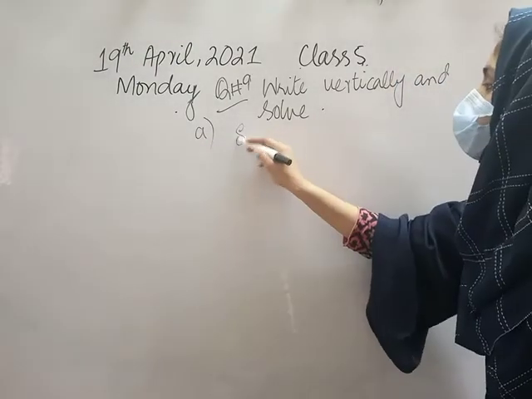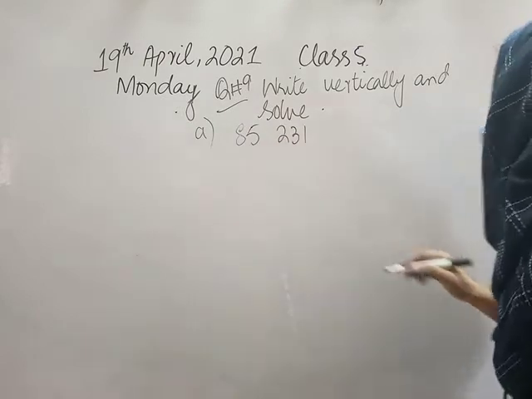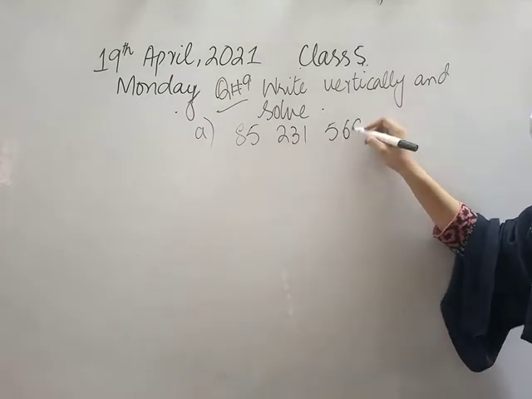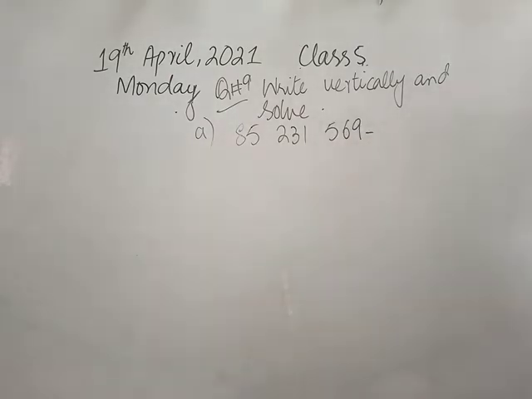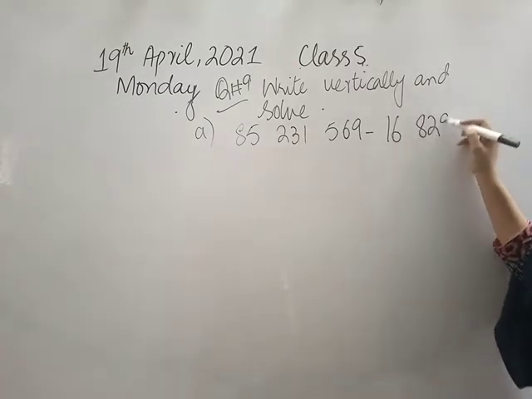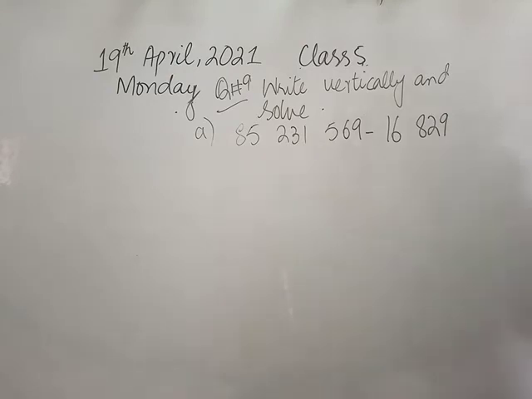85 231 569 minus 16 829 293. So class, this is the horizontal way. The question is in horizontal way. So first of all, according to the statement, we have to write it in vertical form.